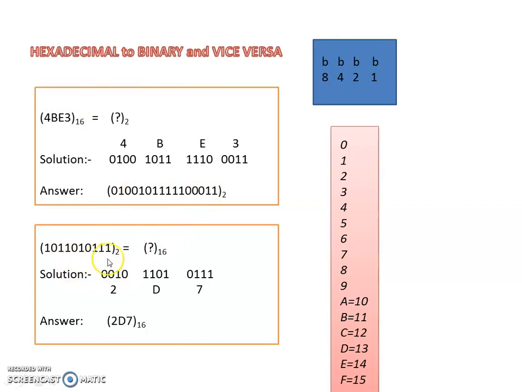Now once again, this is the question and this is the answer. How will it happen? We will make groups of 4 bits. Now 0 1 1 1. Now 1 1 0 1. Now 1 0. So there was a need to make a 4-bit group, so you will add two 0s. So now it is 4 bits.